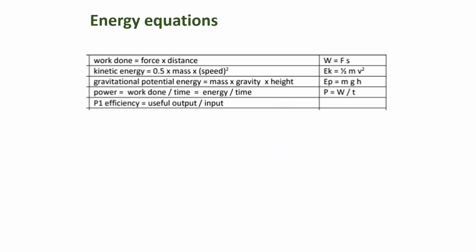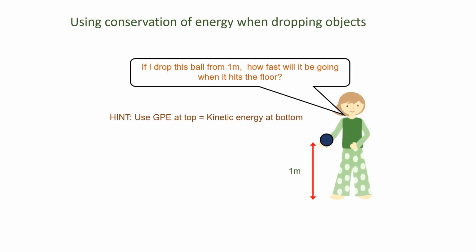These are the equations that you need for the energy topic. See if you can find these on your data sheet. Using conservation of energy when dropping objects: if this girl drops the ball from 1 meter, how fast will it be going when it hits the floor? Try and do this now and use the idea that the gravitational potential energy at the top is going to be equal to the kinetic energy at the bottom just before the ball lands.